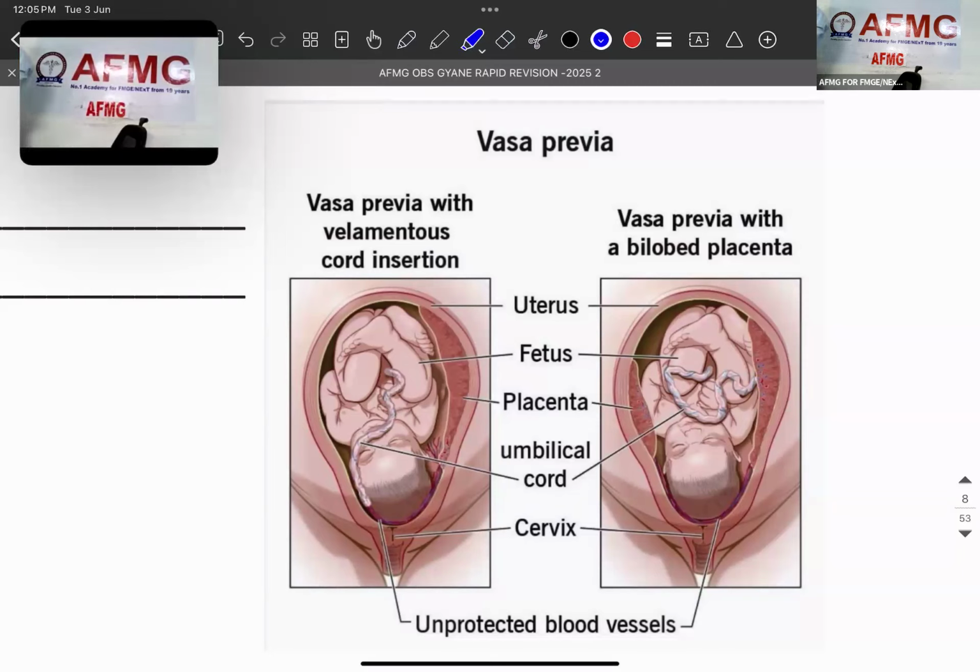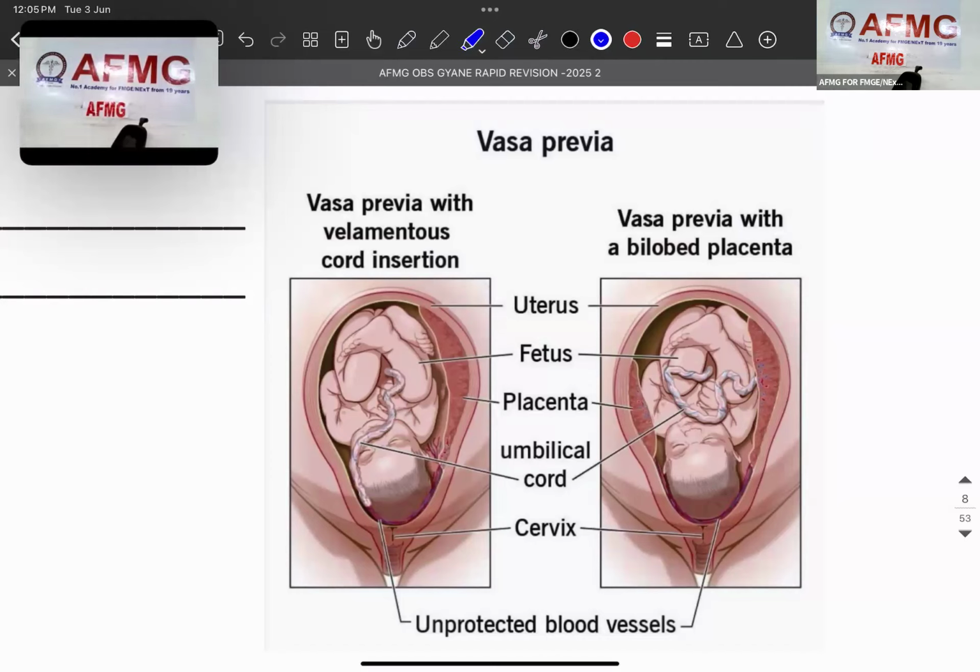What is the name of the bilobe? Succenturiate. Now, my dear students, can there be any expectant management here? No, sir. Will there be any conservative management? No, sir. There is only one management. What is that? Caesarean section. Yes.